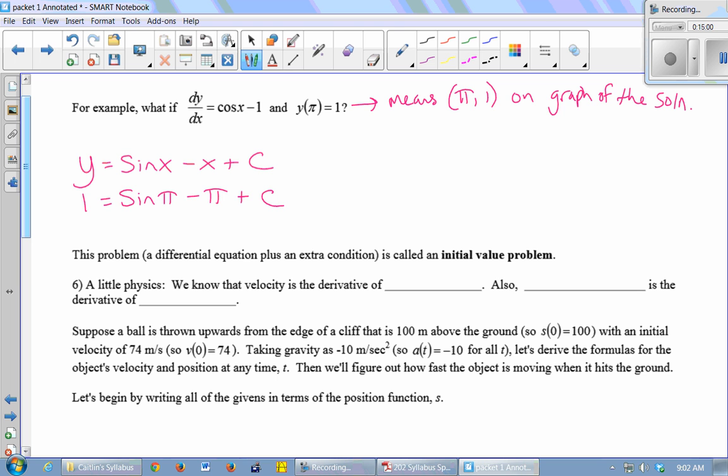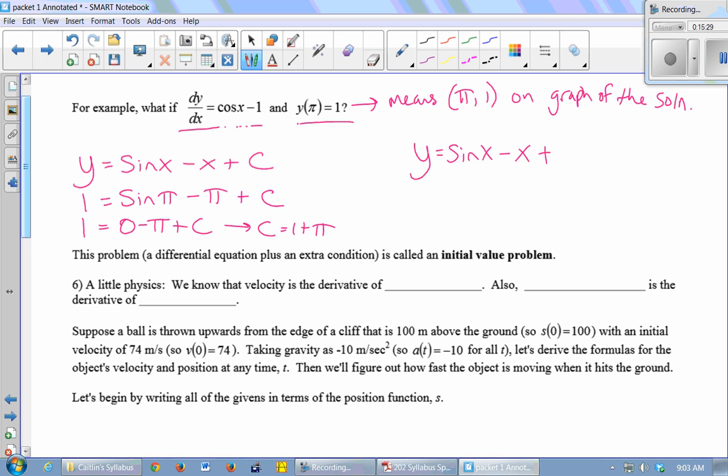Okay, what's the sine of pi? 0. So 1 is equal to 0 minus pi plus c. Solve for c, what do you get? 1 plus pi. So my specific solution to this differential equation with this initial condition is y equals sine x minus x.